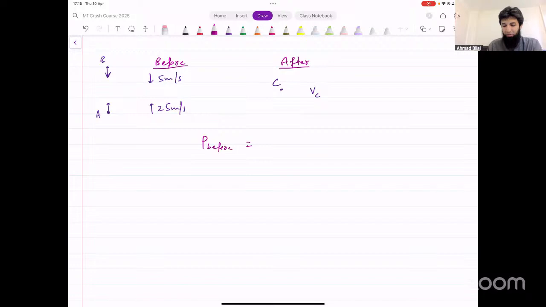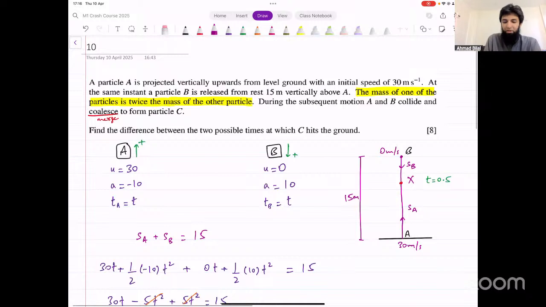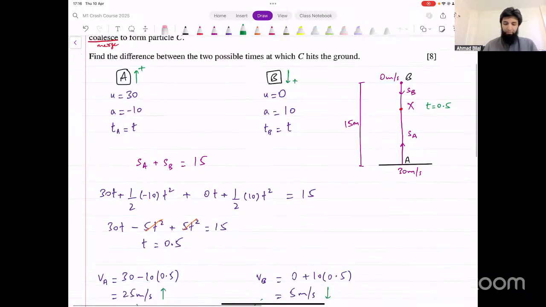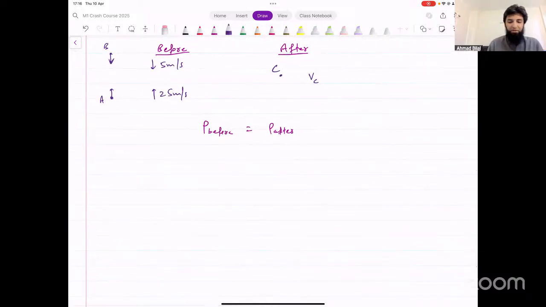But now we've got a problem. And the problem is we don't have the masses given for these objects. We don't know the mass of A. We do not know the mass of B. That's not given. They did not tell us that. The only thing that they told us was that the mass of one of the particles is twice the mass of the other particle. Now, which one is twice the other? We don't know, right? It could be that A's mass is bigger, or it could be that B's mass is bigger. So what we do is we consider two cases for this.